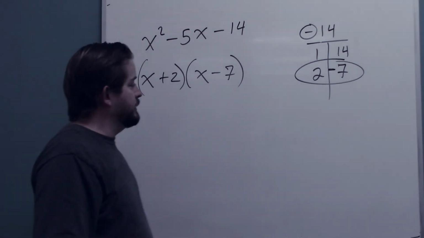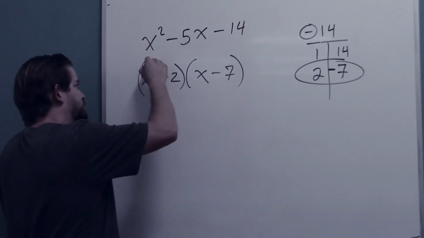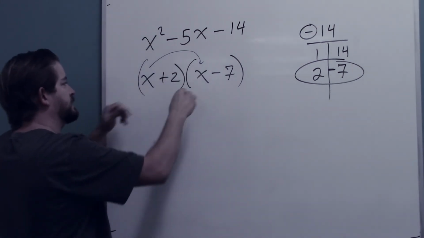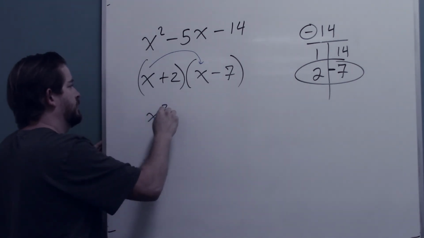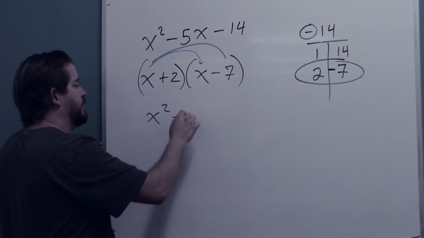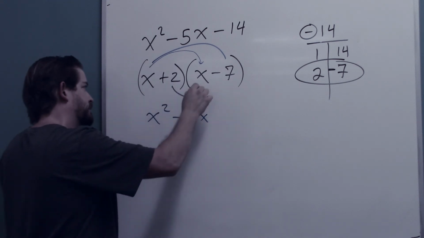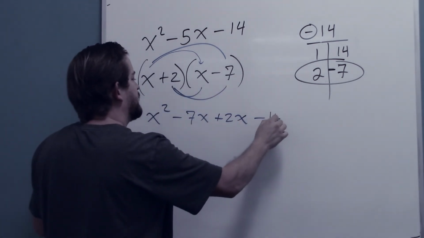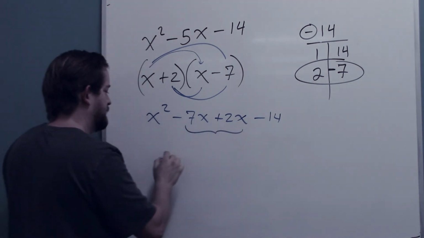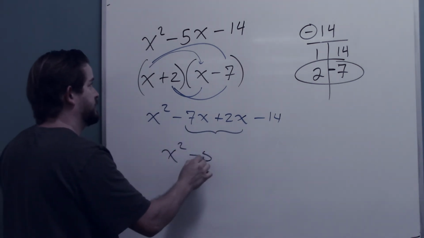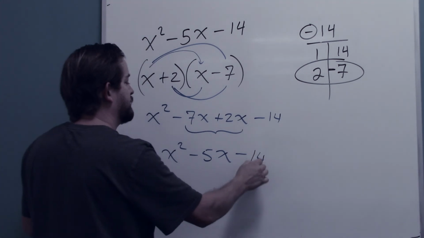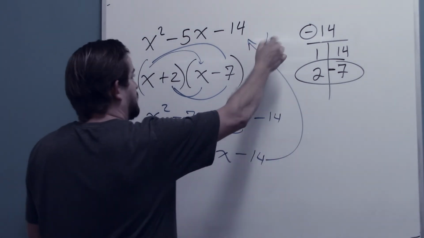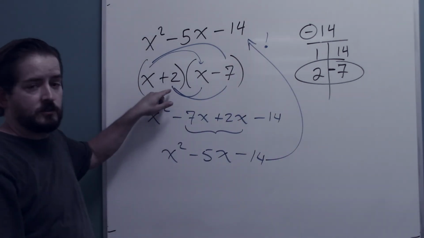Let's verify this one, though. Let's just FOIL this together just to make sure. x times x is x squared. x times negative 7 is minus 7x, plus 2x, minus 14. And then, of course, you can see this simplifies, and we get the original thing back, right? And therefore, we know that this is correct.